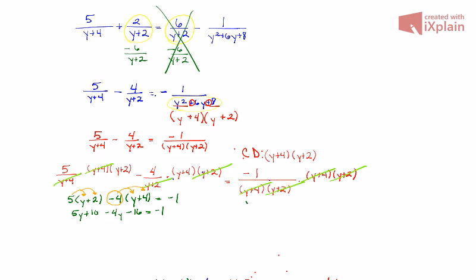This is equal to negative 1. Let's clean up what we have here. So it looks like we can combine those. So that will just be a 1y, or we just write it as y. And then we have a 10 and a negative 16, so that'll be negative 6 is equal to negative 1. Add 6 to both sides, and we show that y is equal to 5.